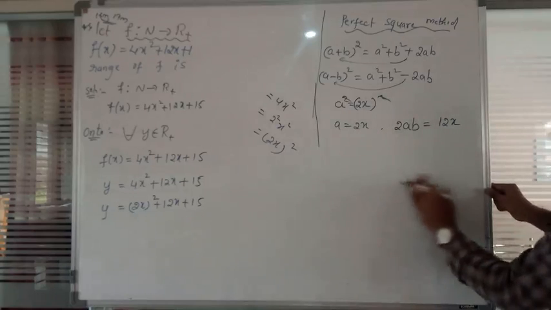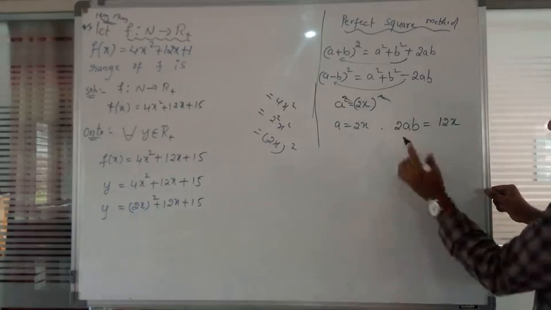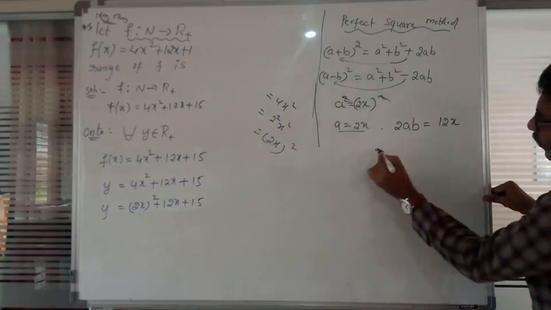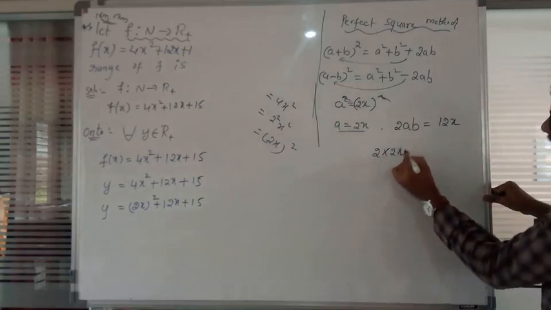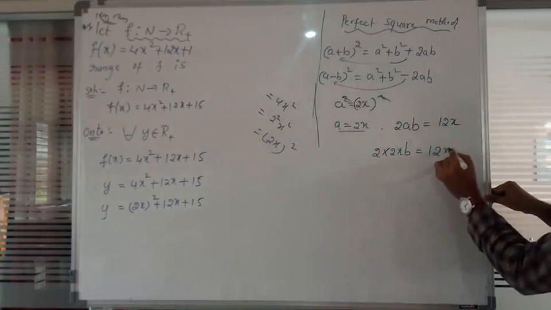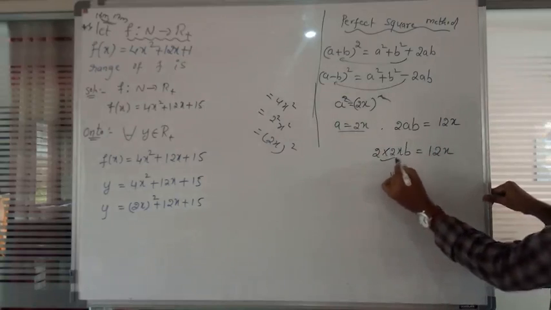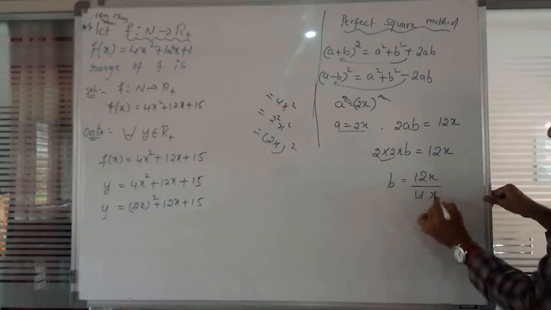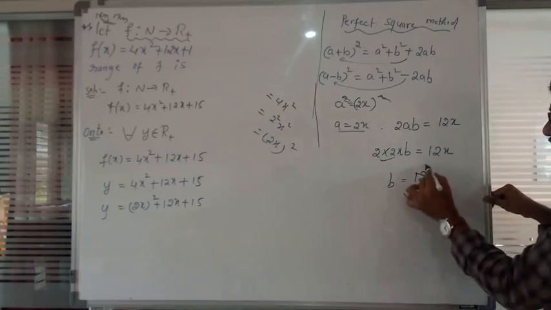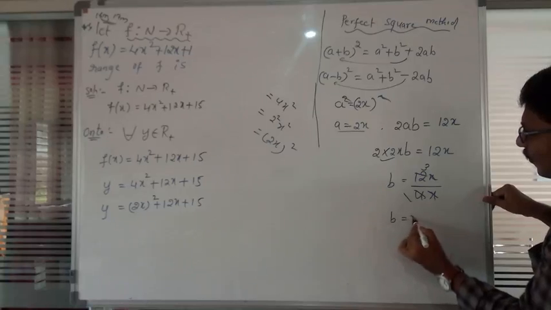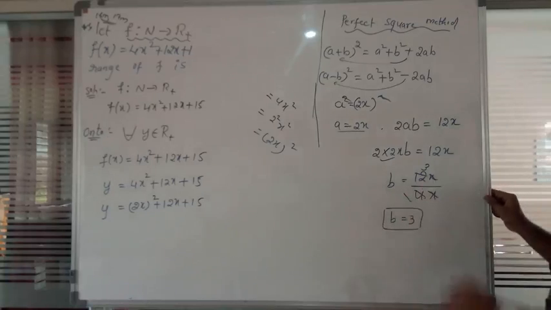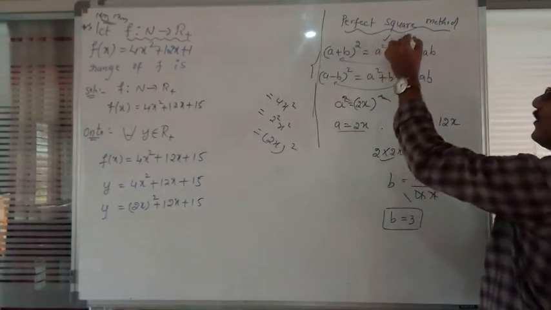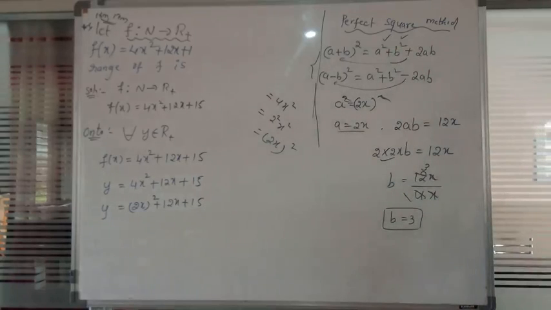In the place of a, fill in 2x. So 2 into 2x into b is 12x, which is 4x times b. The x cancels, 4 ones are 4, 4 threes are 12, so b is equal to 3. Okay na. Just observe these two formulas always contain a square and b square, not only b.